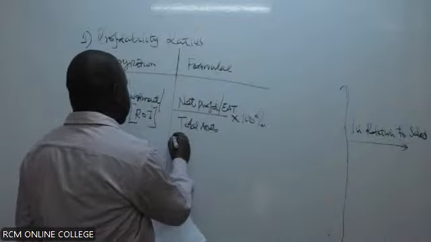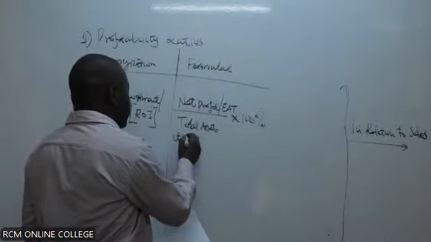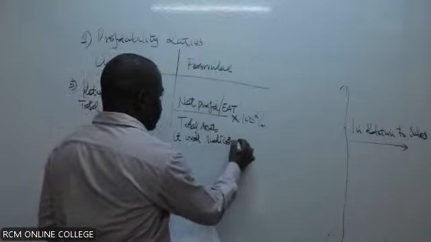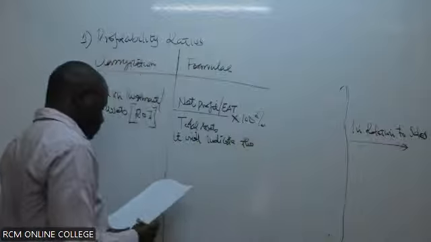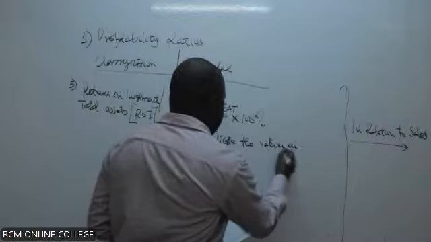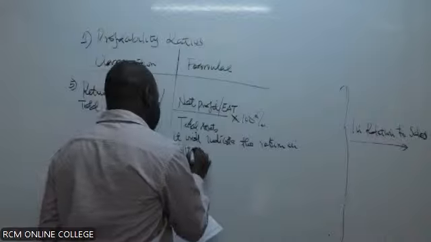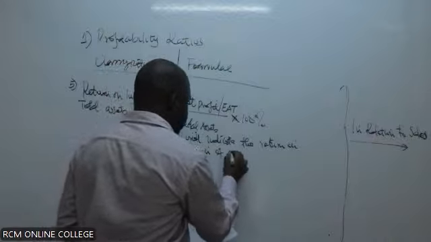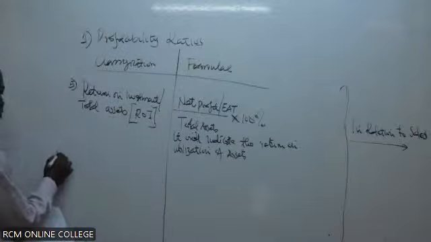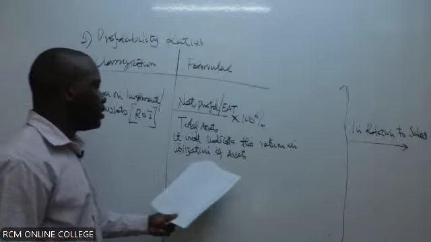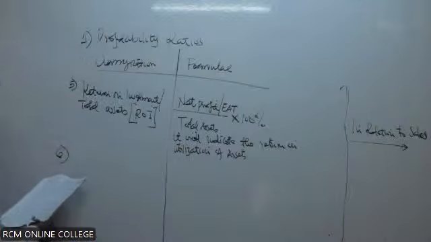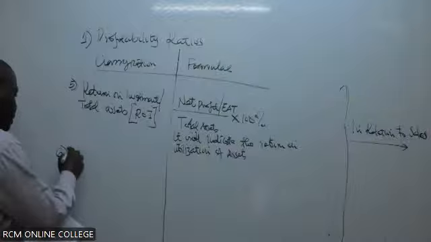It will indicate, maybe you can briefly write something here, the return on utilization of assets. Then in this case, we can have another one. Number 6. It will indicate the return on how you're utilizing your assets. Then you can have return on equity.